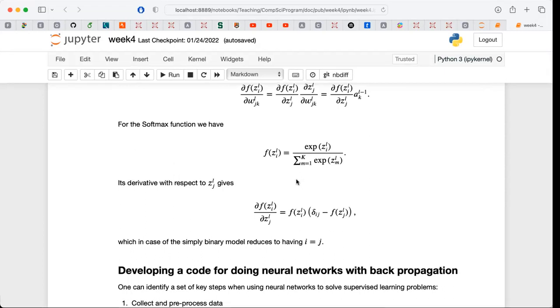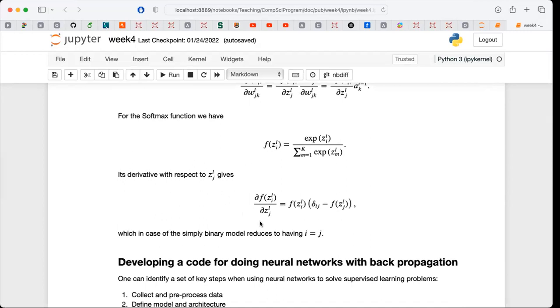But once you have decided on a specific type of function, what you will have then is the types of derivatives which you need to encode, because the backpropagation algorithm will depend on the derivative of the activation function, and clearly also on the derivative of the cost function.